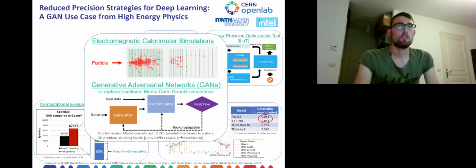The approach of our choice is generative adversarial networks, or GANs for short. Our GAN consists of two deep convolutional neural networks, and the very interesting thing is that we could come up with a neural network architecture which uses just 2D convolutional layers to represent the three-dimensional images.